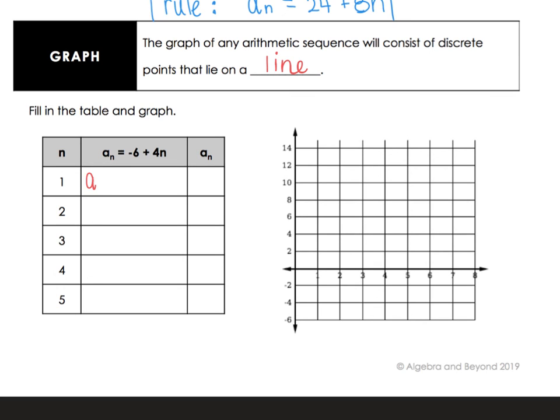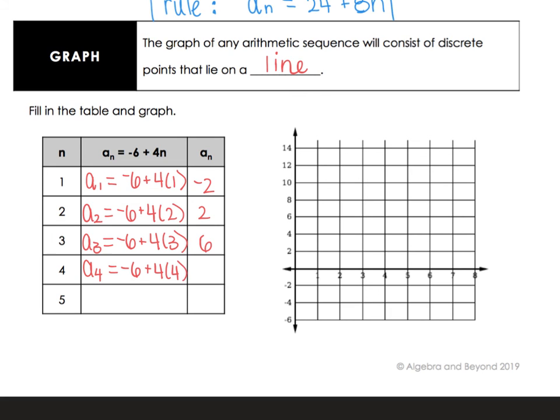So when we're filling out our table, you can see that we're going to plug in our n value and then solve. So this would become -2. If we were to find a sub 2, we would get -6 plus 4 times 2, and we get +2. And you can always take your time. I just don't want to make this video longer than it needs to be. So we're going to plug in 3, and we get 6. We have a sub 4. We're going to plug in 4, and we're going to get 10. And then we plug in 5, and we'll get 14.